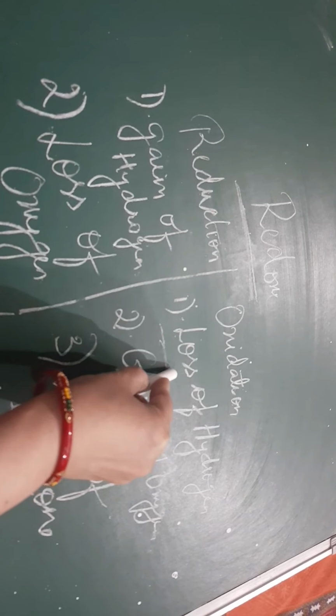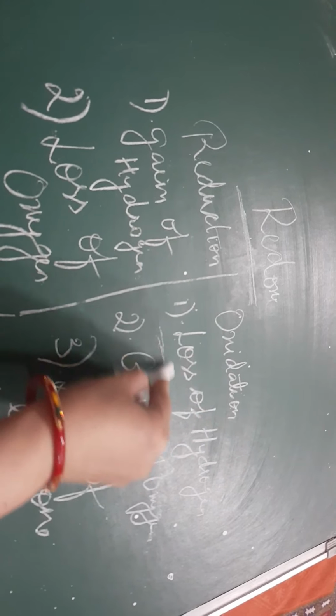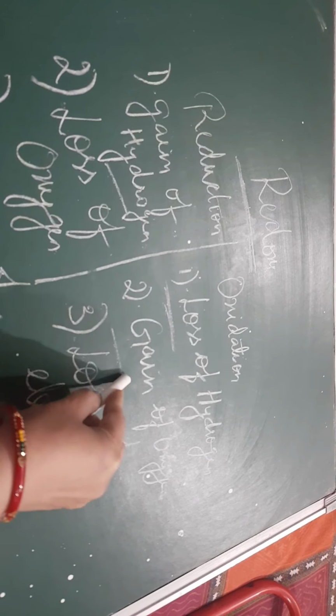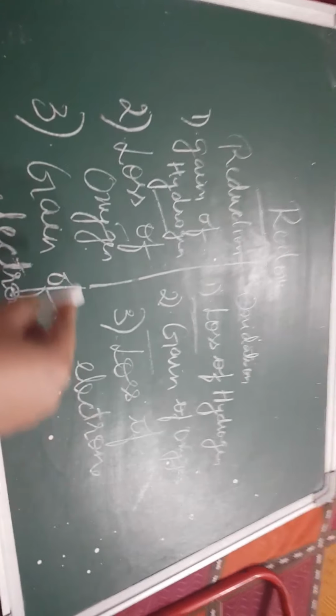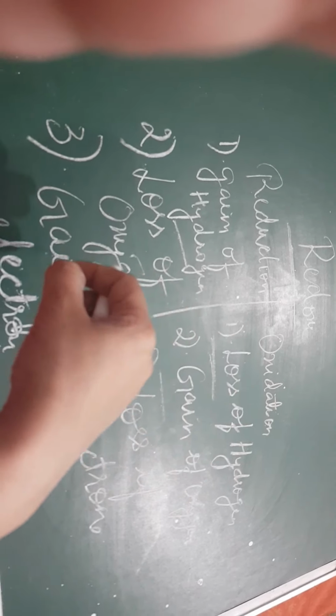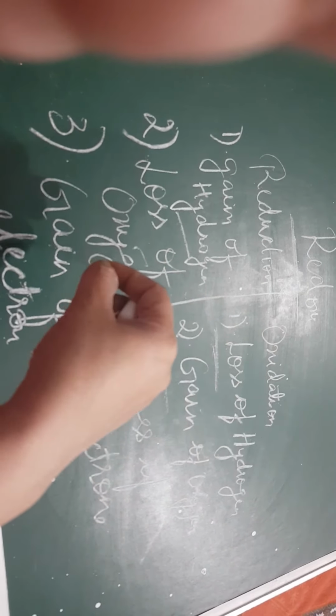Now what is oxidation and what is reduction? Oxidation is loss of hydrogen. Reduction is gain of hydrogen. Oxidation is gain of oxygen. Reduction is loss of oxygen. Oxidation is loss of electrons. Reduction is gain of electrons. So this you have to learn. Remember this: loss of hydrogen, loss of electrons, oxidation; gain of oxygen, oxidation. In case of reduction, gain of hydrogen, gain of electrons, reduction; loss of oxygen, reduction.